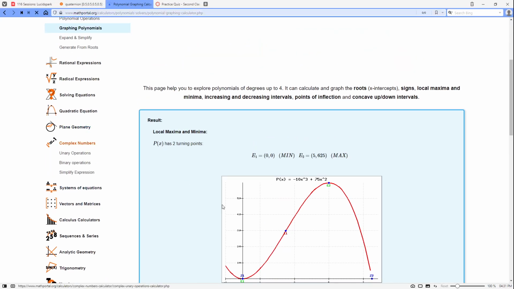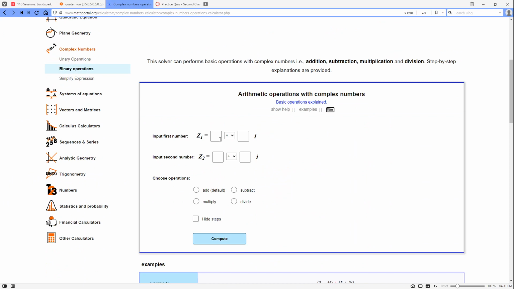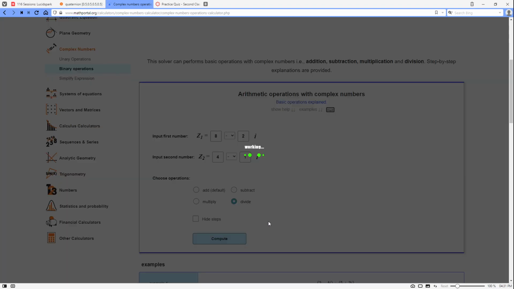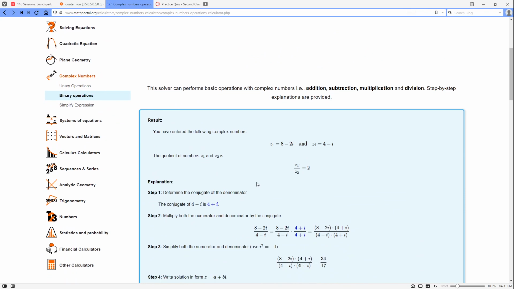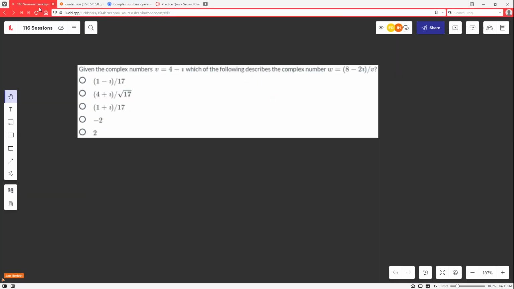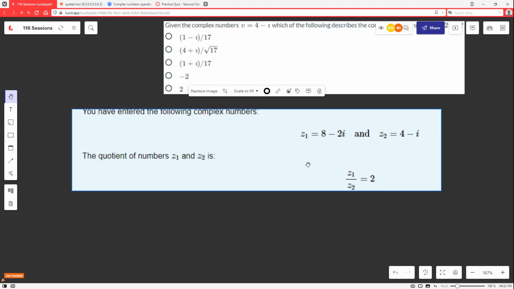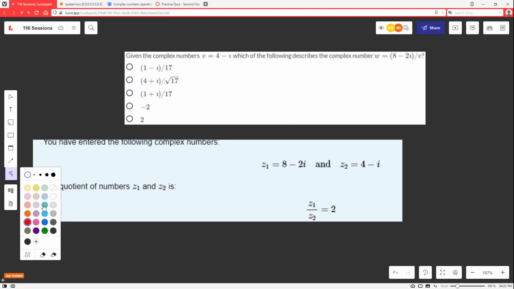We want complex numbers, we want binary operations because we have 2 of them. And the first one was 8 minus 2. And the second one was 4 minus 0, 1, because it's just i. And we want to divide them. Yes, compute. And we can see that our answer is 2. So, there we go. And so our answer is 2.